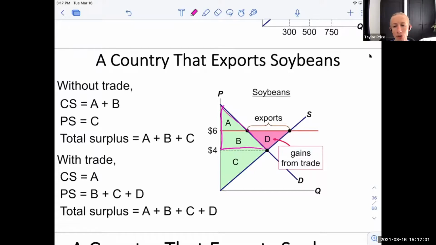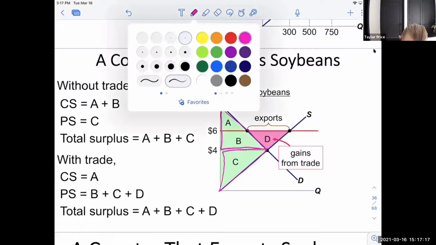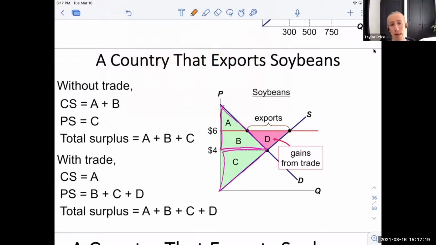And then producer surplus is going to be this area, so the area below the equilibrium price. So just our normal consumer surplus and producer surplus. But now with trade, we actually get a totally different benefit.